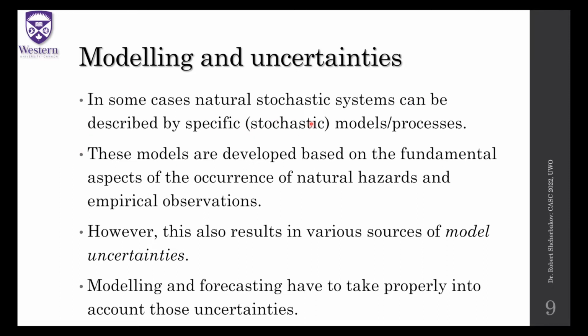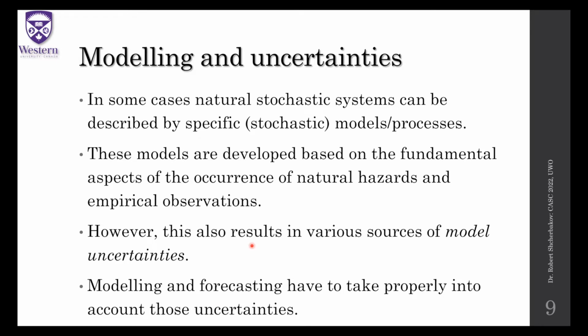In terms of the modeling and associated uncertainties, in some cases natural stochastic systems can be described by specific stochastic models or processes. These models are developed based on the fundamental aspects of the occurrence of natural hazards and empirical observations. However, this also results in various sources of model uncertainties. So when we model those systems, we have to deal with uncertainties associated with the modeling process, with assumptions we introduce into the systems. And so the modeling and forecasting have to take those uncertainties properly into account.